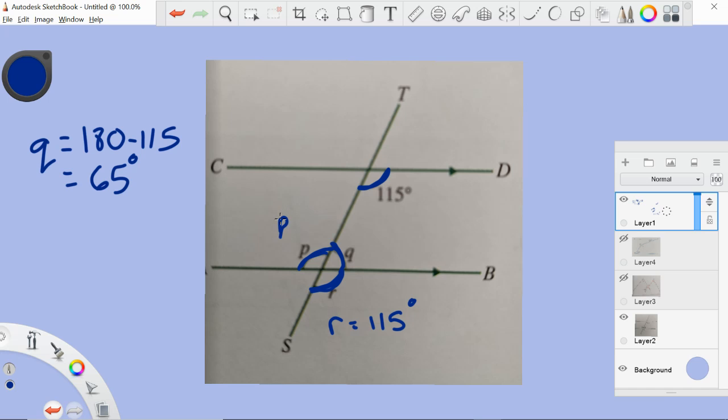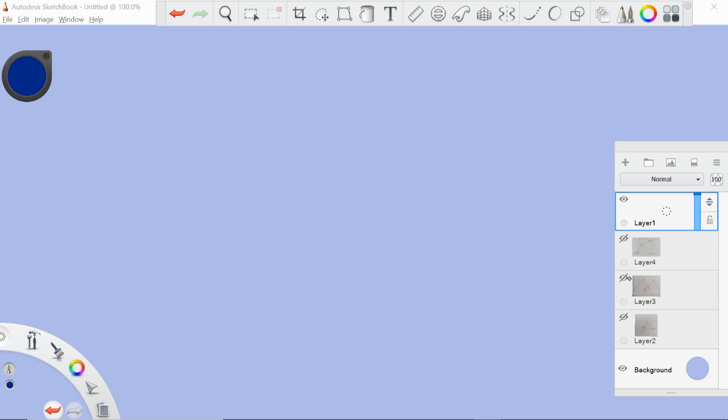So that means that angle P is equal to 115 degrees as well. All right, so just from that one given angle here, we could solve for all those missing angles on the bottom there. Okay, next problem.